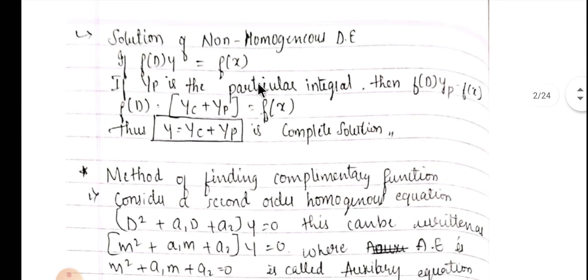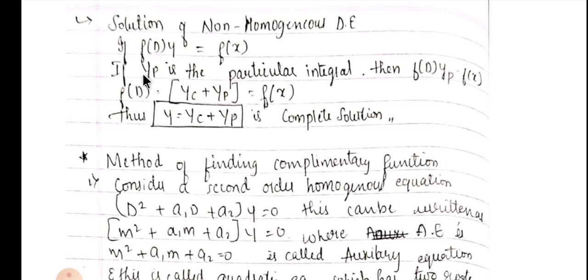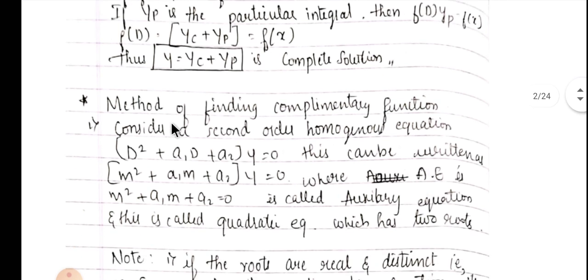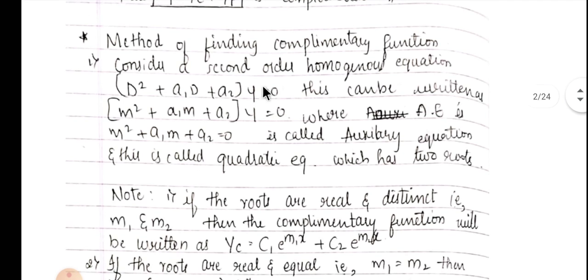Now we'll move on to the solution of the non-homogeneous differential equation. That is nothing but the RHS must not be equal to 0. Therefore, if f of D of y is equal to f of x, and yp is a particular integral, then f of D into yp is equal to f of x. So y is equal to yc plus yp. Yc is nothing but the complementary function, and yp is nothing but the particular integral. Both together will give you the complete solution. Now the question arises, how to find the complementary function.